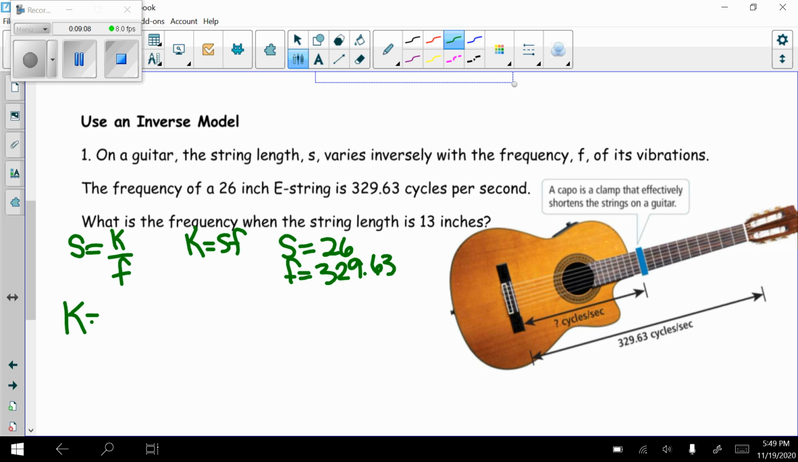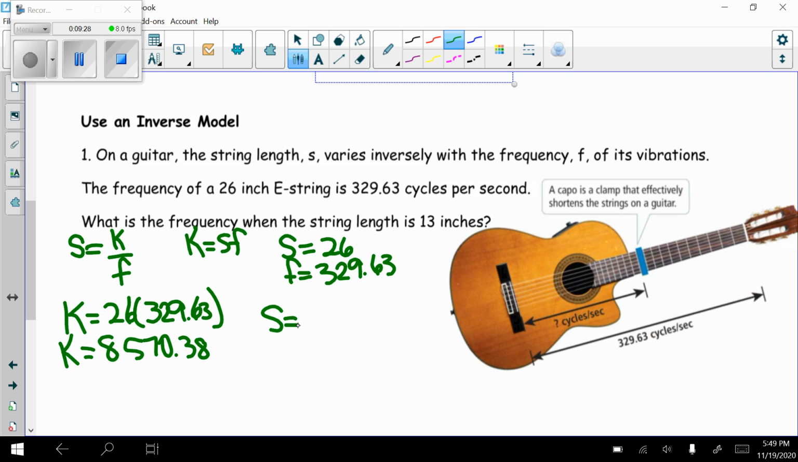So K equals 26 times 329.63. So K equals 8,570.38. So my equation is going to be S equals, my K we just found, 8,570.38 over F. Use that equation, and I'm going to plug in string length 13 inches. So now at S equals 13.